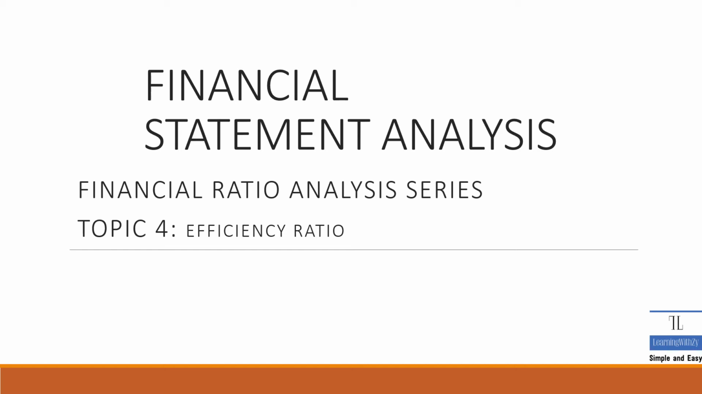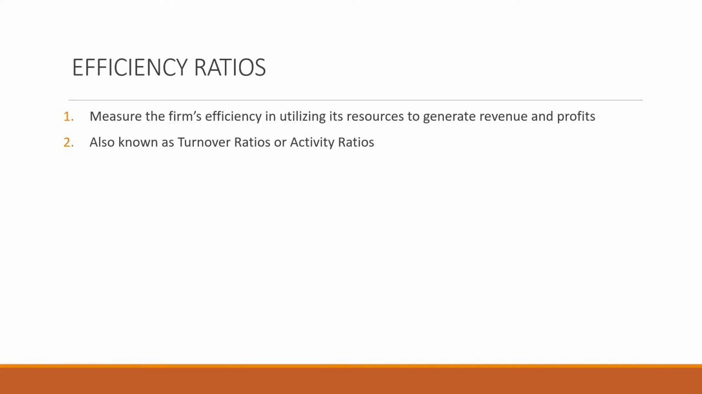This is the fourth video in the series of financial ratio analysis. The topic is efficiency ratios. Efficiency ratio measures the firm's efficiency in utilizing its resources to generate revenue and profits. It means how well a company is able to generate output from its inputs like raw materials, assets, etc.